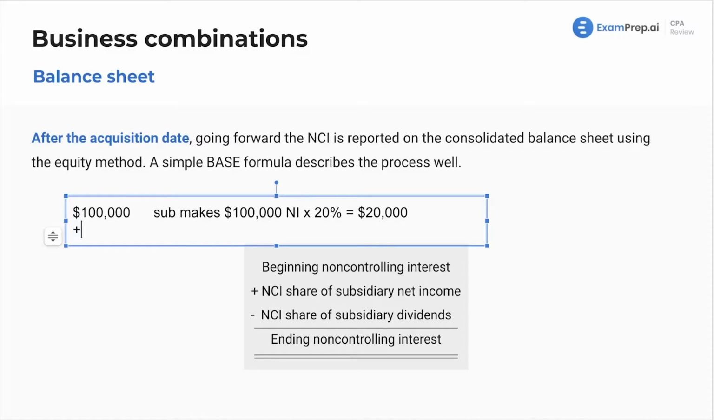Okay, so under the equity method, we would add that $20,000 to the NCI's balance, right? The investment in account, right? This is the flip side of what we're seeing. This is the equity method.